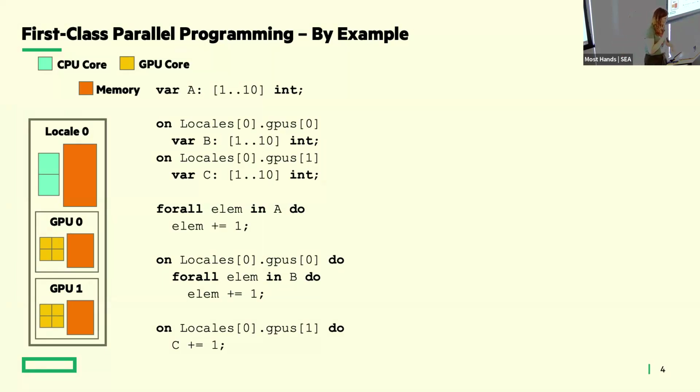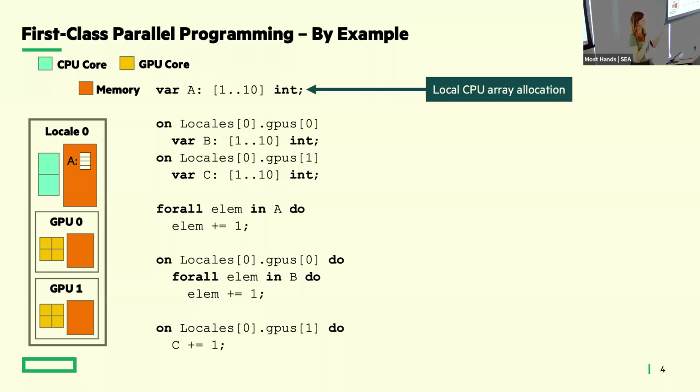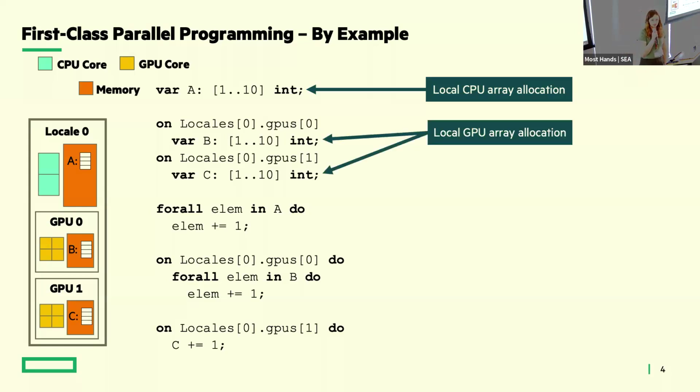So the first thing I'll do is declare a CPU array. And I'm just writing my array at global scope of the program. And as long as that variable is there, I can access it, and I can access the CPU memory. I'm then going to declare some GPU arrays, and I have a slightly different syntax. So I'm literally saying on this computer, in this specific GPU, in this locale, I want to declare 2 different arrays. One is B, one is C, and I'm putting them on 2 different GPUs.